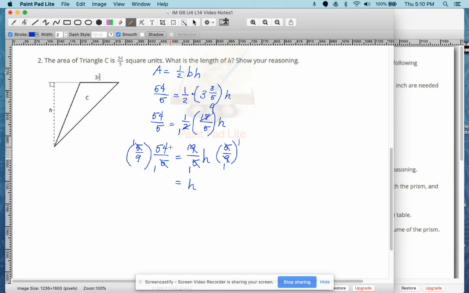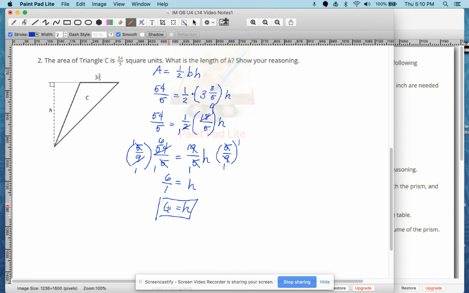Now I have a 9 and a 54. And 9 is a factor of 9, and 9 is also a factor of 54. So I can cross cancel with the factor of 9. 9 divided by 9 is 1. 54 divided by 9 is 6. So over here I have 1 times 6 in the numerator, 1 times 1 in the denominator. So I have 6 over 1, or 6 equals h.